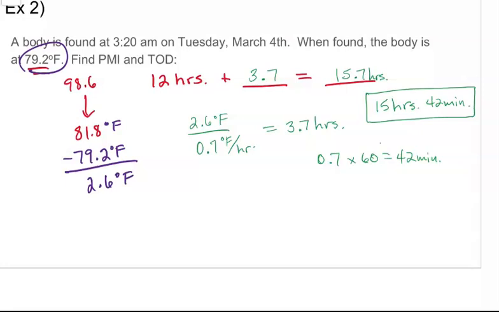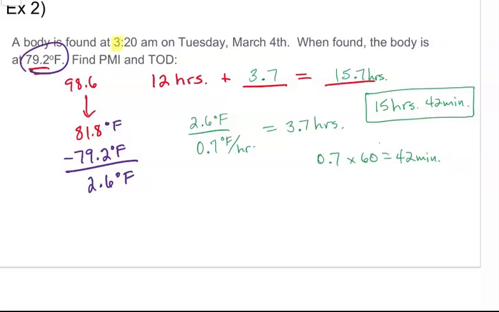The time of death for this particular problem is going to be a little bit trickier because the person was found at 3:20 a.m. and apparently the death occurred at 15 hours, almost 16 hours prior. So it's going to be on the previous day. It's going to be on March 3rd instead of March 4th. Okay, so let's talk about how you might do this. And if you have your own way of doing this that makes more sense to you, that's fine. Essentially, we're just subtracting time, but that can be tricky, right?